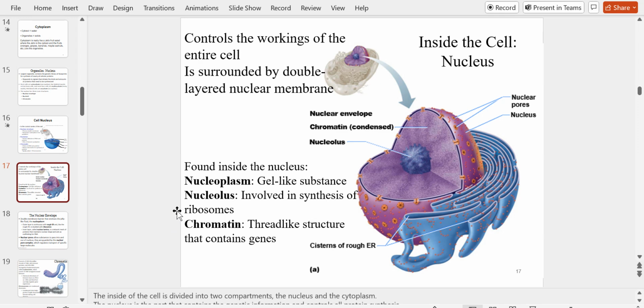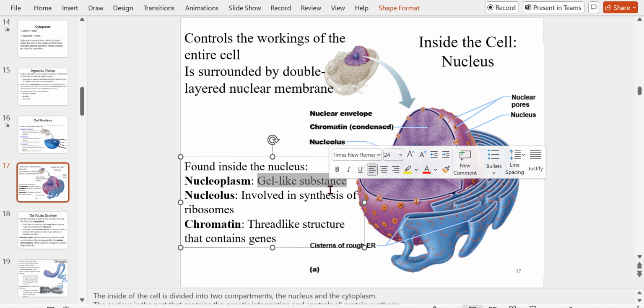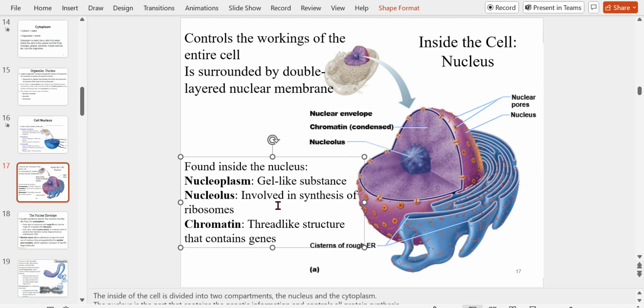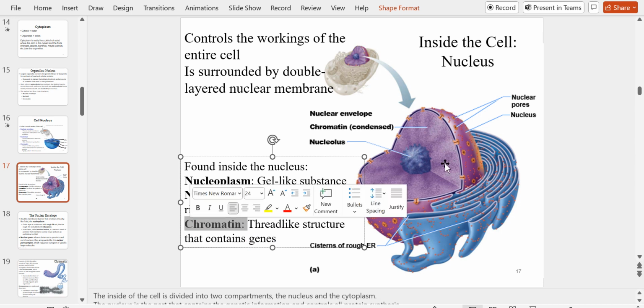So, looking at the nucleus here, controls the working of the entire cell, is surrounded by a double-layered nuclear membrane, okay, that's your envelope, okay. Found inside the nucleus there's nucleoplasm, just a gel-like substance similar to cytoplasm, the nucleolus, okay, involved in the synthesis of ribosomes, and then you have thread-like structures there that contain the genes. That is your chromatin, and that's found all in here. Good.